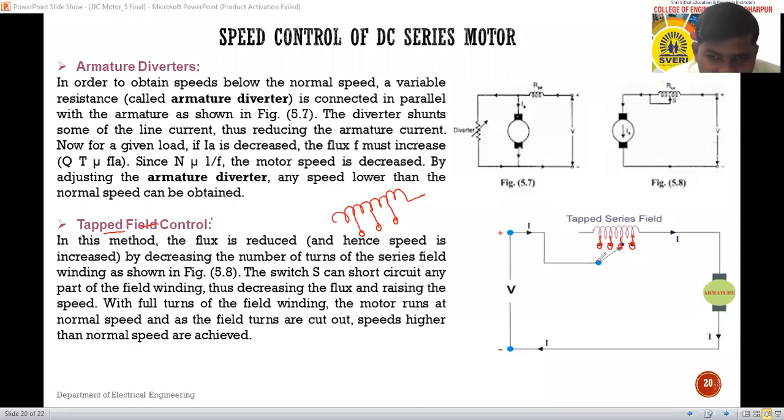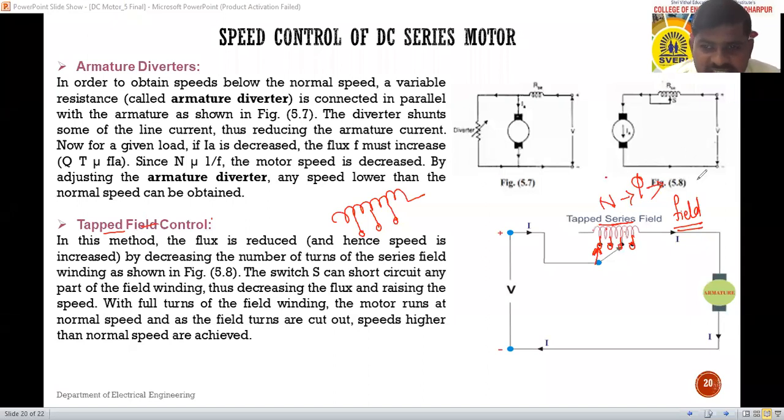Okay, when we connect to this tapping point, at that situation the whole field winding is connected in series with the armature. Armature च्या series मध्ये total field winding connect होईल. If the total field winding is connected, that means the number of turns increases, so flux production also increases. If the number of turns increases, that means flux increases.